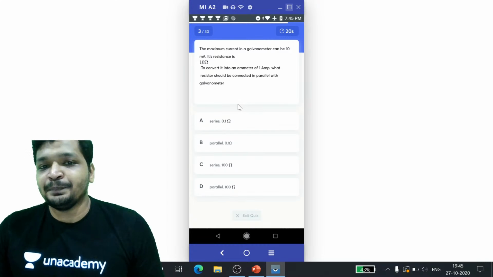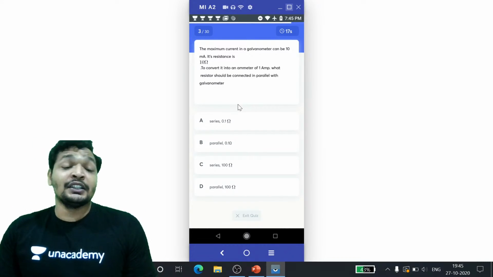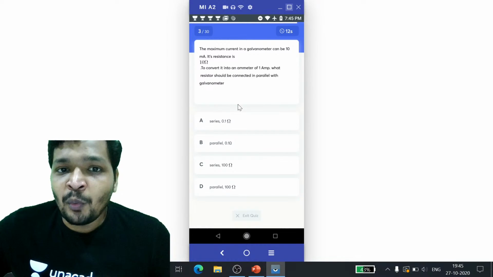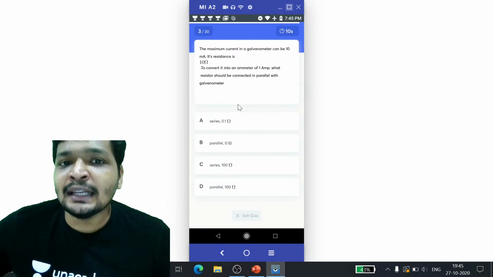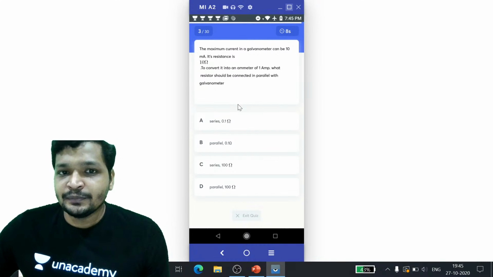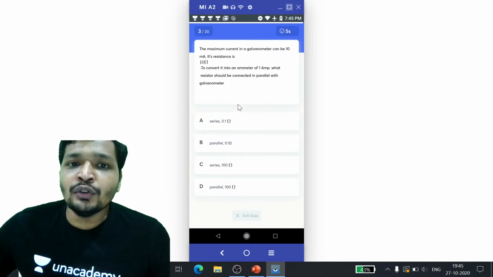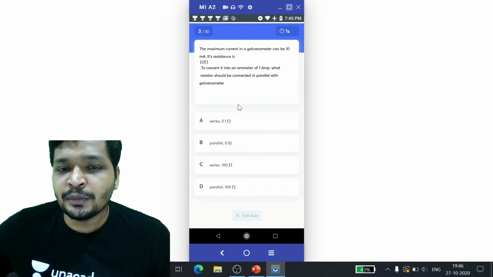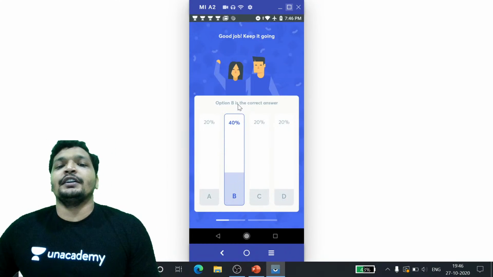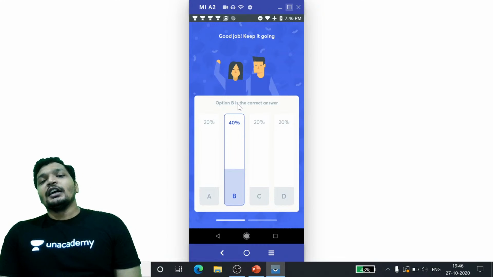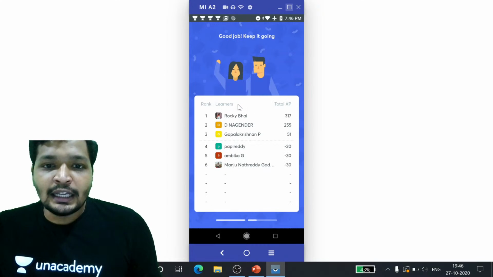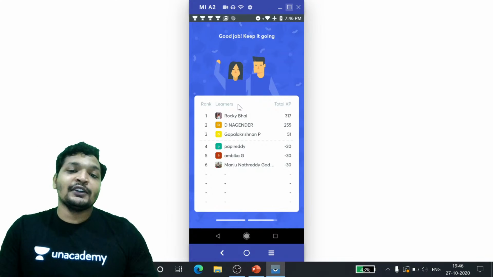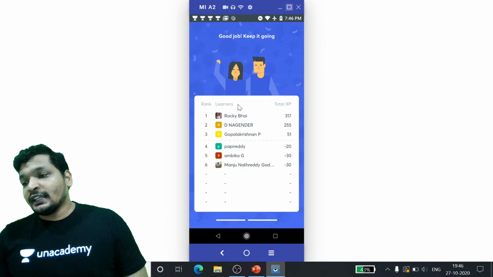Okay, 1 amp is how much current the shunted galvanometer should allow. 1 amp into X is equal to 10 milliampere into 10. So it should be 10 into 10 to the power minus 3 into 10. Right? So it should be 0.1. Good. Really good Rocky, really good Nagendra, really good Gopalakrishnan, really good Papi, really good Ambika, really good Manju. Let's get into the next one.